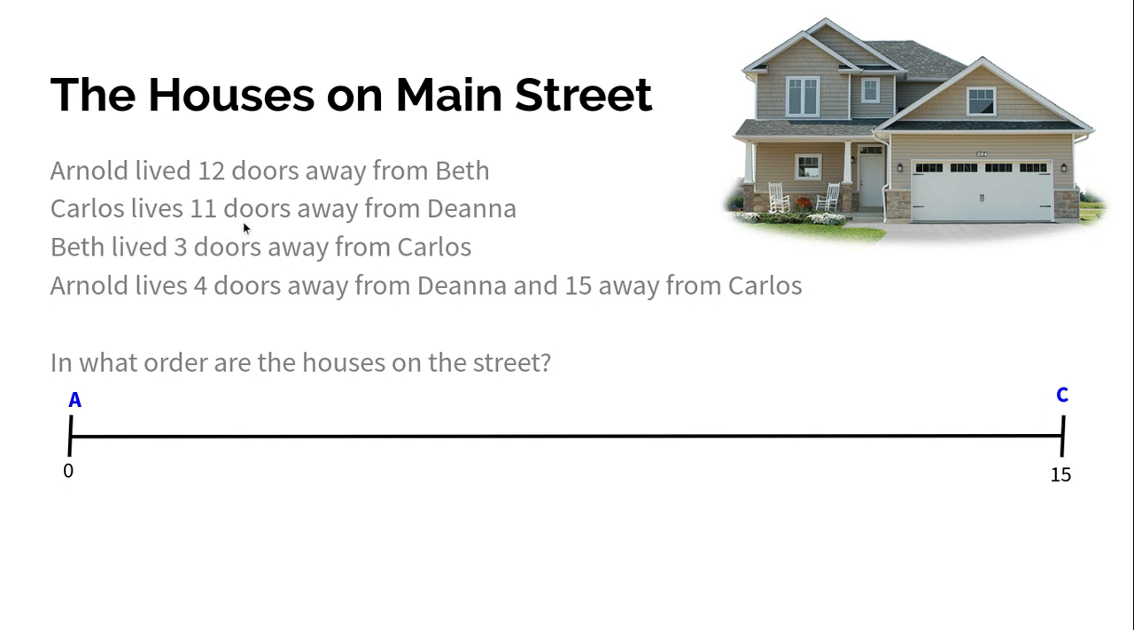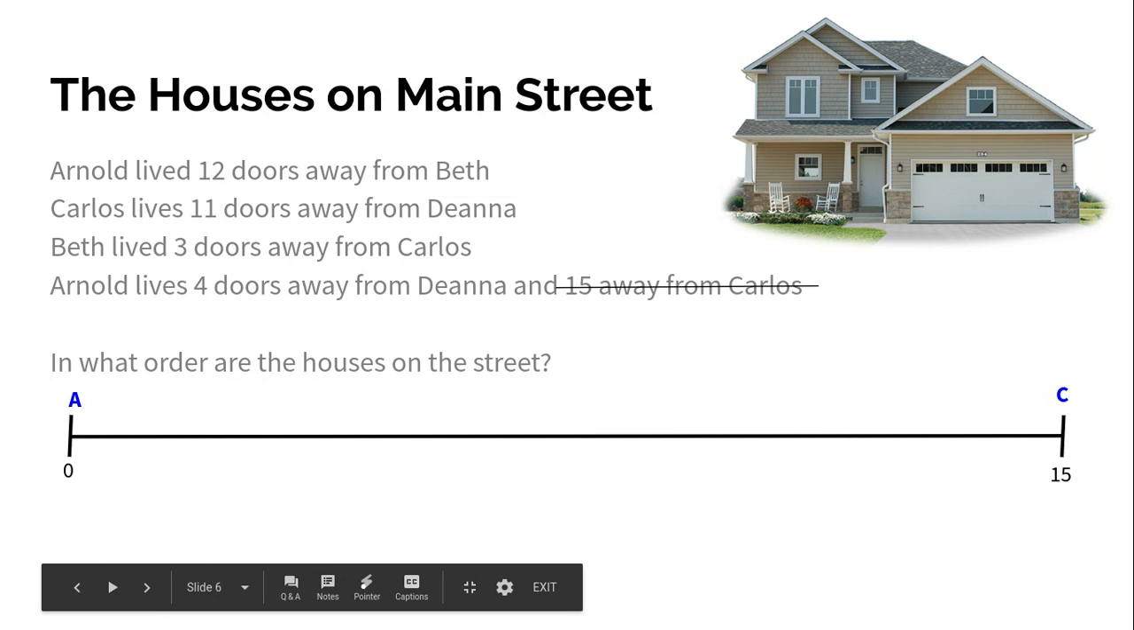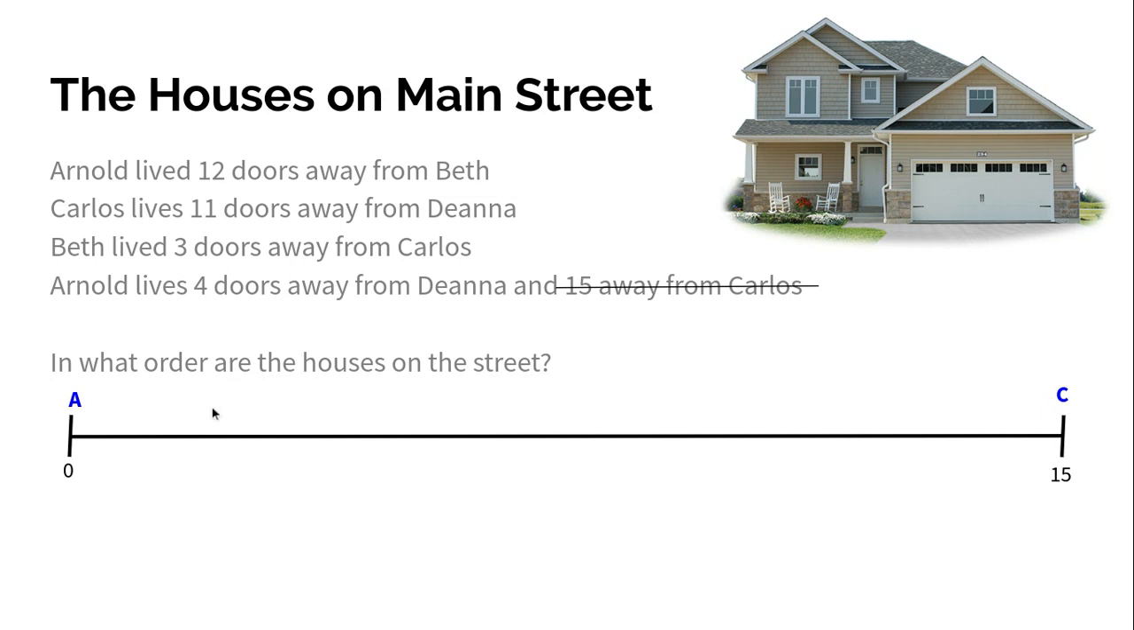So Carlos lives quite a distance away from Deanna. So rather than putting her near Carlos, she's going to be somewhere down over here, which makes sense because she only lives 4 doors away from Arnold. Oh, I did this in a different order. Sorry. So we're going to put Deanna somewhere along here. Okay. We also know that Arnold only lives 12 doors away from Beth. So Beth goes somewhere along here. And that's what you see here. So Arnold lives 12 doors away from Beth. We know that leaves 4 doors away from Deanna.